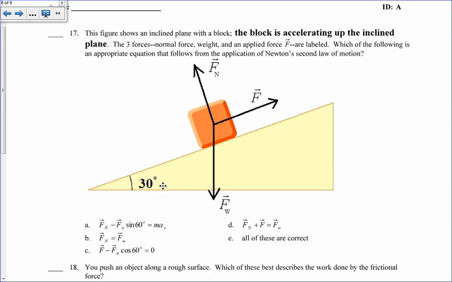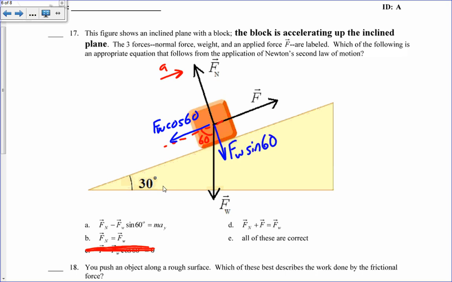This figure shows an inclined plane. The block is accelerating up. Which of these equations is correct? I took this one out. That one is correct, by the way. Otherwise, let's just go ahead and sketch in our components here. This angle is 60. So I'm going to have Fw cosine of 60 and Fw sine of 60. Those are just the x and y components of that weight.